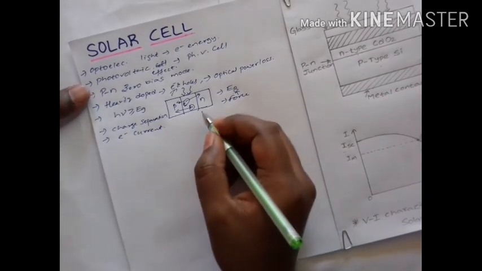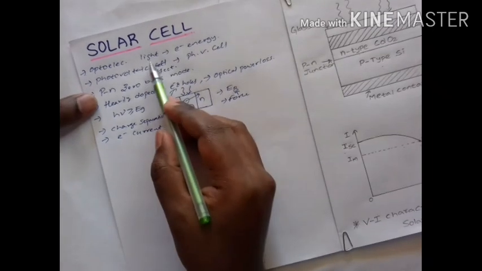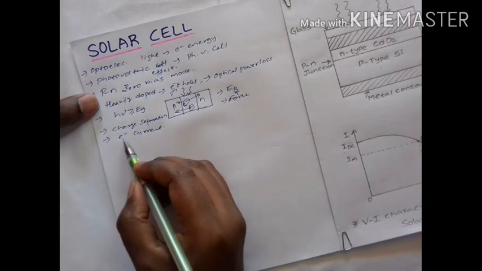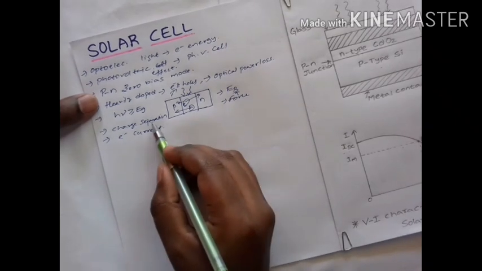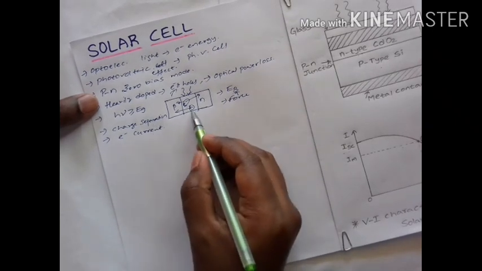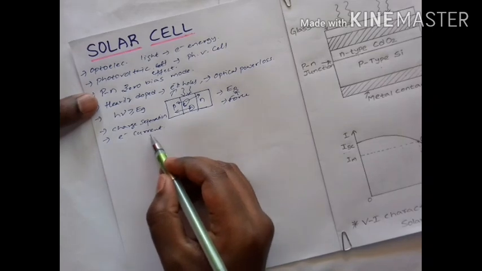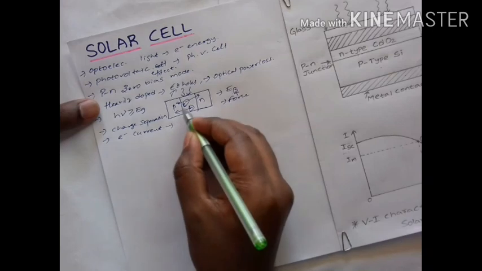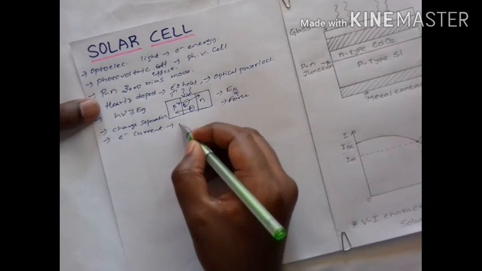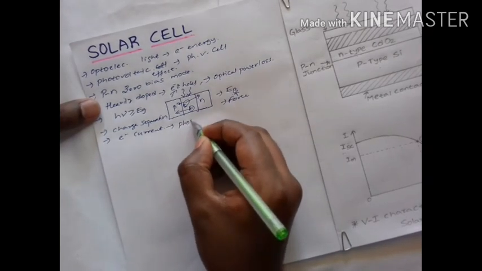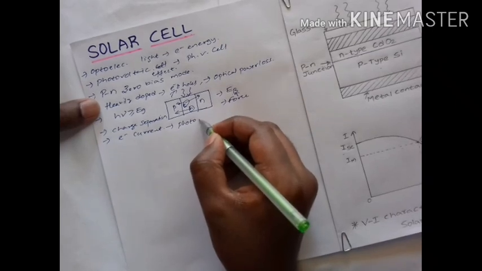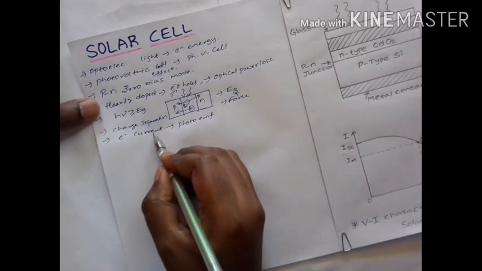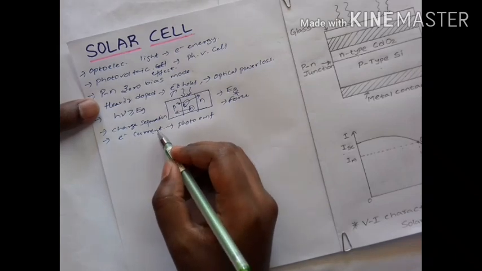In the case of solar cell, the conversion of optical energy into electrical energy happens because of diffusion of charge carriers. This diffusion of the charge carriers will first generate a photo EMF, and due to this photo EMF a photoelectric current is generated in the solar cell.